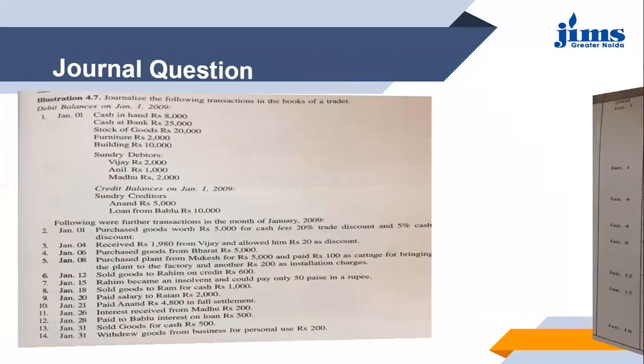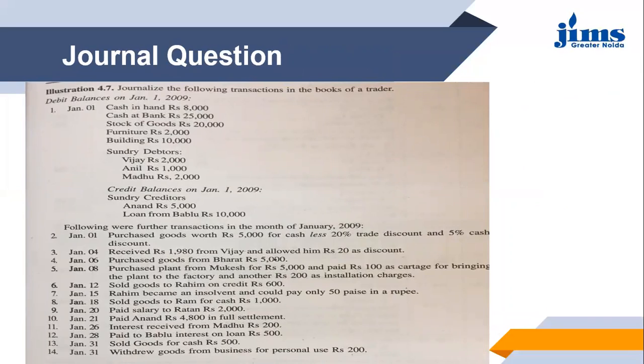Then coming back to the next entry, it is purchase of goods from Bharat, 5,000 rupees. Since it is not said whether it is a cash purchase or credit purchase, and nothing has been specifically mentioned, we will consider it as a credit purchase, because if it had been cash, this would have been clearly mentioned in the question. And since Bharat, a particular vendor's name, is there, we will assume this to be a credit purchase. So Bharat is the vendor here from whom the purchases are being done.